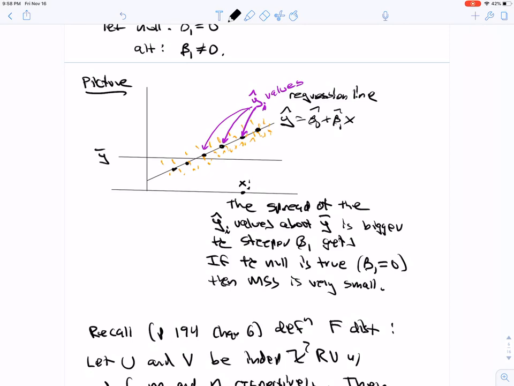So we have our regression line here, and we have values y hat i for all our different n observations, right? And those, of course, lie on the regression line. And the spread of these values about y bar is bigger the steeper that beta 1 gets. So if the null is true, then the MSS would be very small, right? Because the regression line would be very shallow.